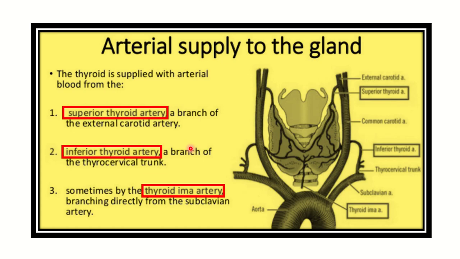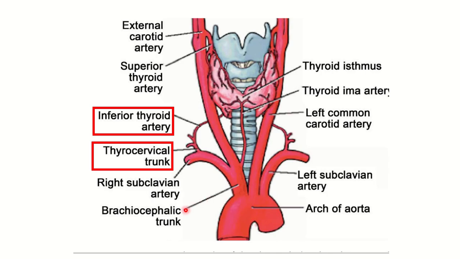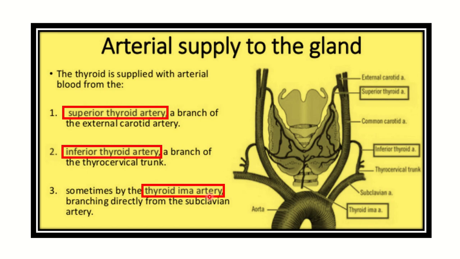So it is crystal clear now, the artery supply of the thyroid gland. Here this is the superior thyroid artery, branching from the external carotid artery, the inferior thyroid artery, branching from the thyrocervical trunk, and the thyroid ima artery, which is branching from the subclavian artery. Actually it is not subclavian, it is brachiocephalic, so that is not true.